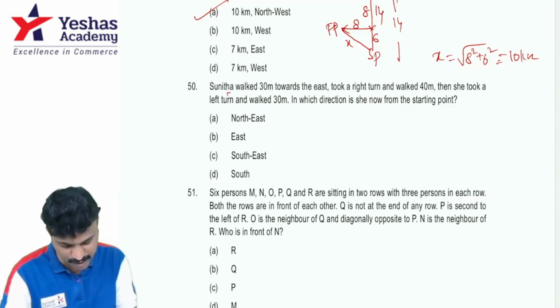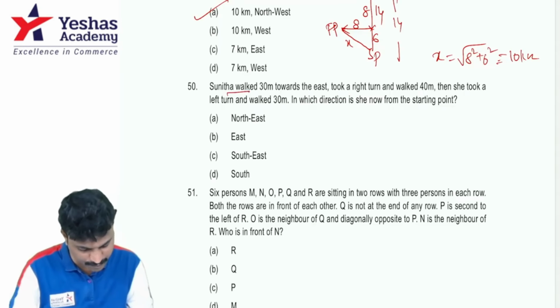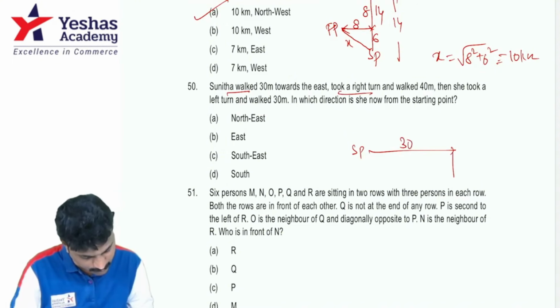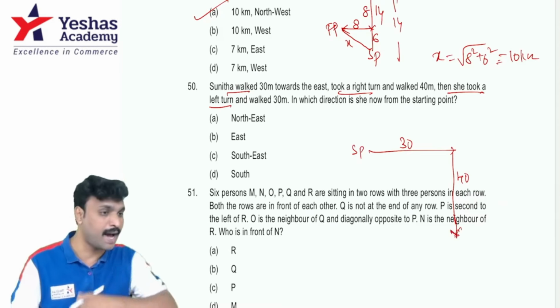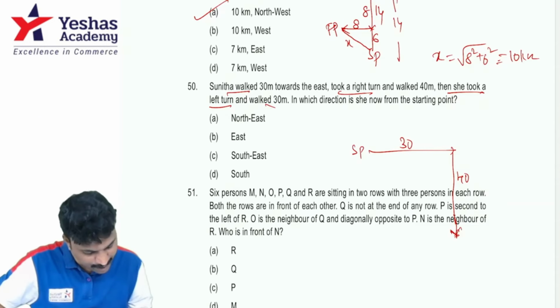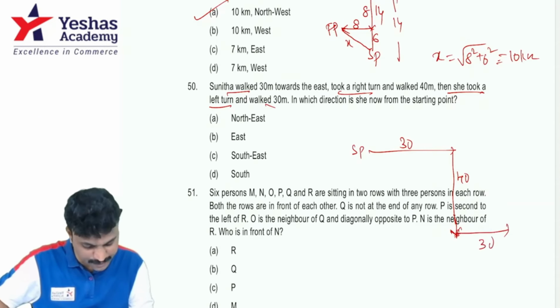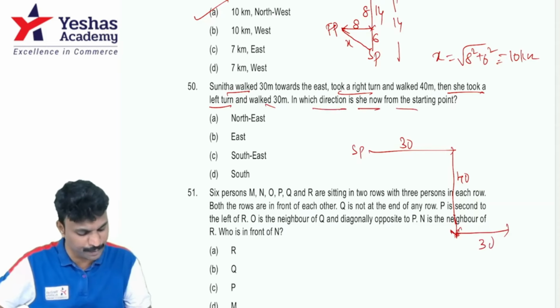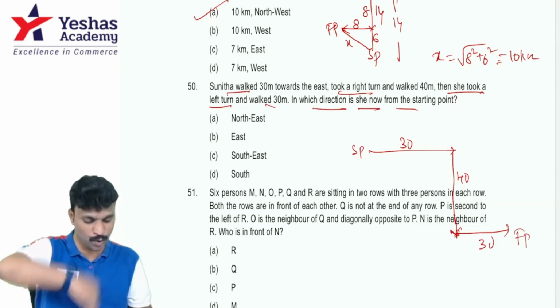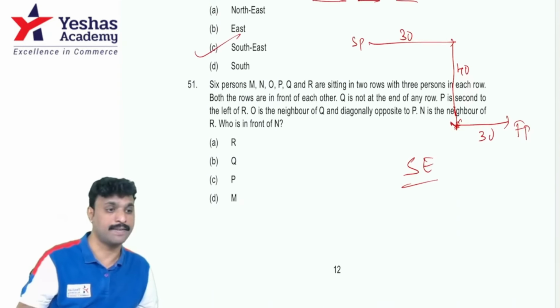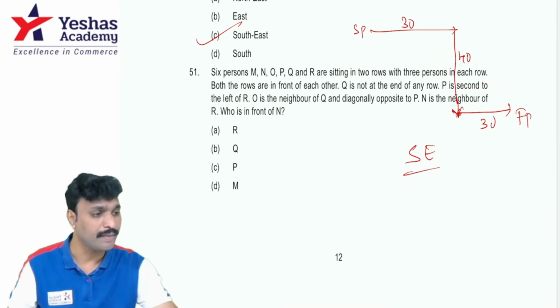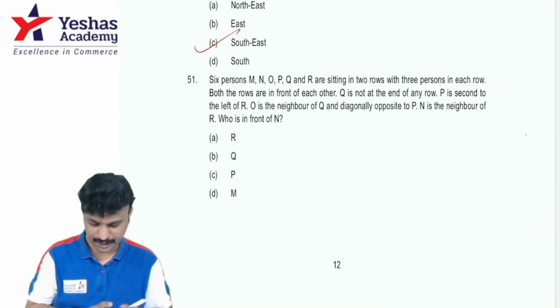Moving on to the next question. Sunita walked 30 meters towards east. From the starting point, she went 30 meters towards east, took a right turn and walked 40. Then she took a left turn. See, left means our right. Going towards south, left is right. How many meters? 30 meters. In which direction is she now from the starting point? From the starting point, finally she is downwards south and towards the right, that is east. So option C is the right answer. Have you all understood? Everybody say yes or no. Let's move on to the next question.